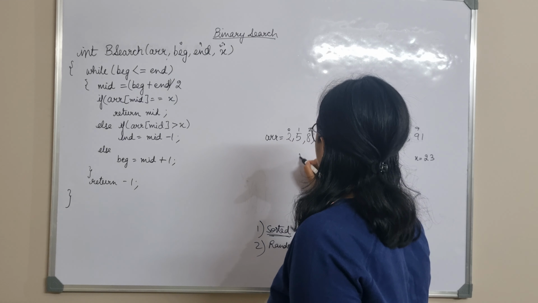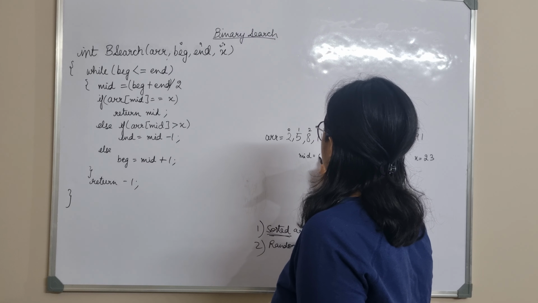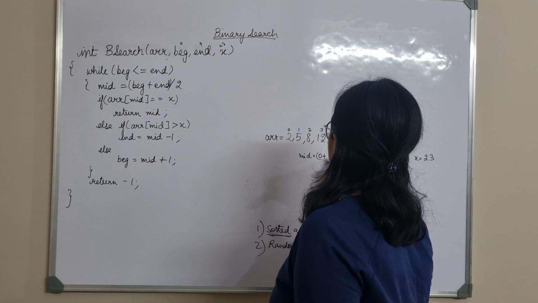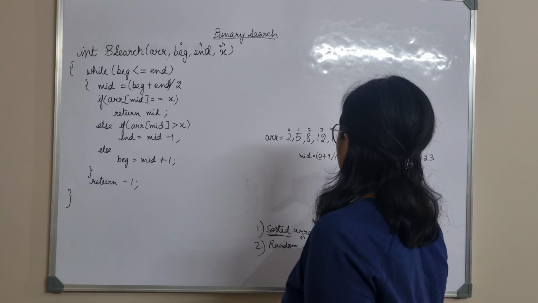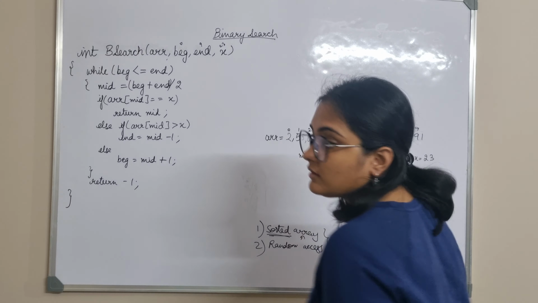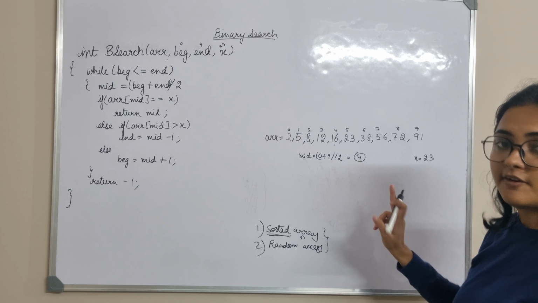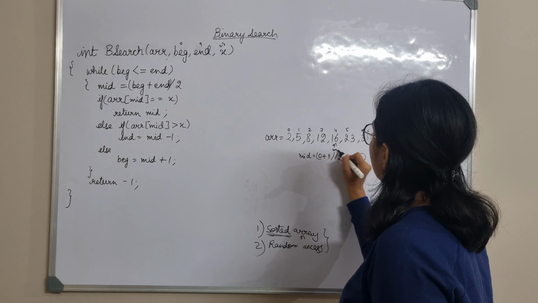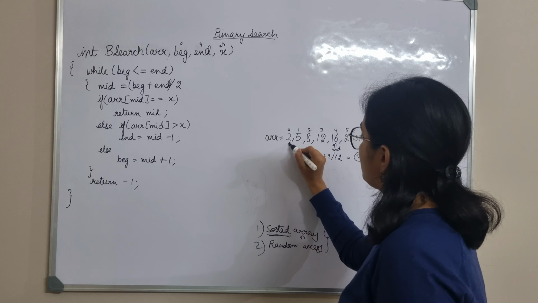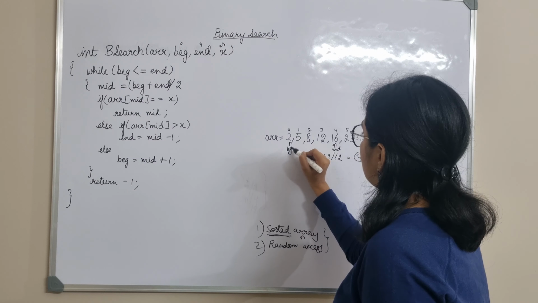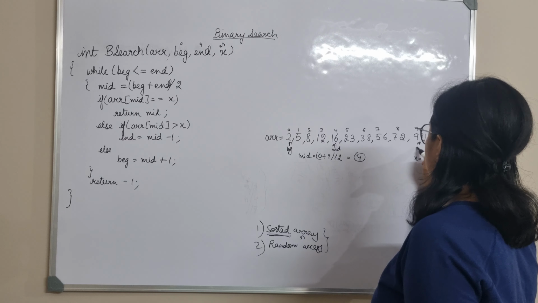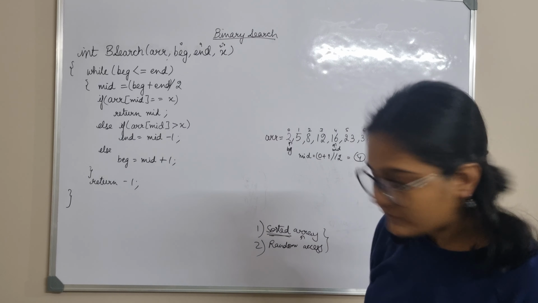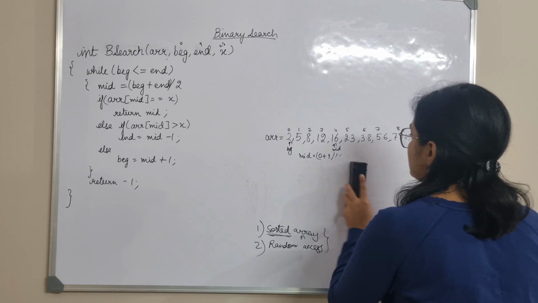Now what is mid? Mid is equal to (0 plus 9) by 2. So what is this? 4. Okay, integer division, 4. So now mid is equal to 4. Now mid has become 4, beginning was this, and end is this, right?